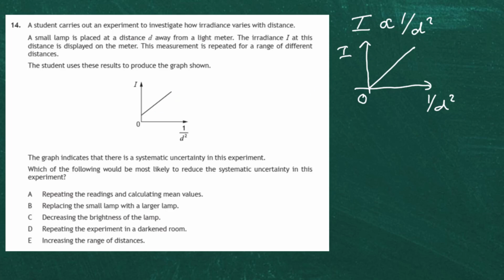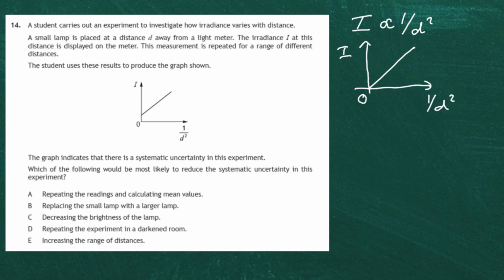Repeating the experiment in a darkened room, gotcha. That's the one we actually use, because if the room has got some light leaking into it, then even if we take our detector further away from the light source, we'll still be picking up the ambient surrounding light. So that will be the main one, number D.